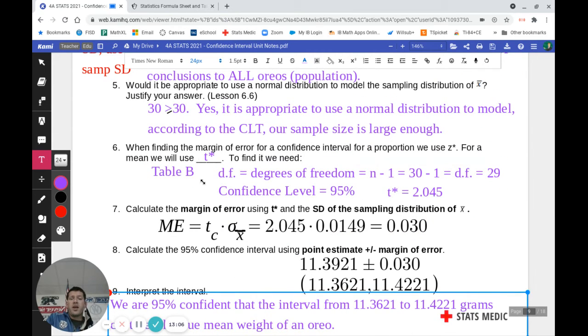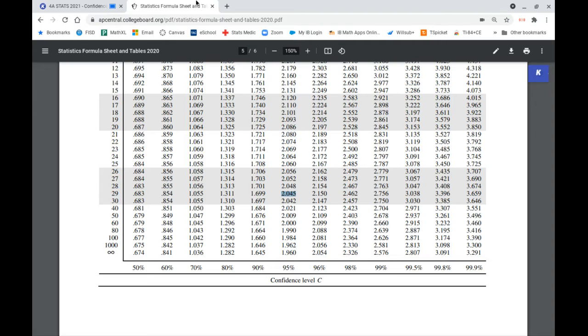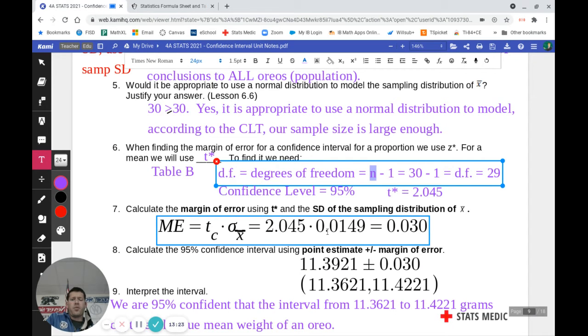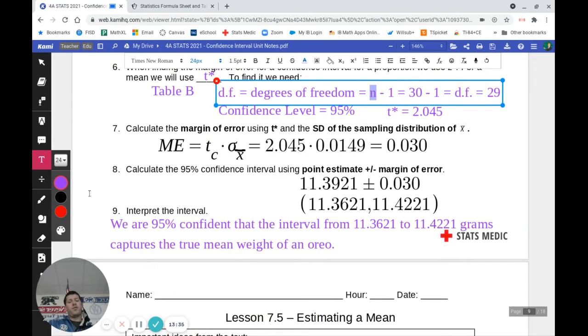And then we calculated our critical t-value based on our confidence level and the size of our sample. Remember, degrees of freedom is sample size minus 1. We went over to table B to find that value, 29 and the 95%. And then we calculated the margin of error by taking the critical t-value times the standard deviation that we found earlier, and got a margin of error, add, subtract our margin of error to our point estimate to get our interval, and then finally wrapped it up by interpreting what the interval means.